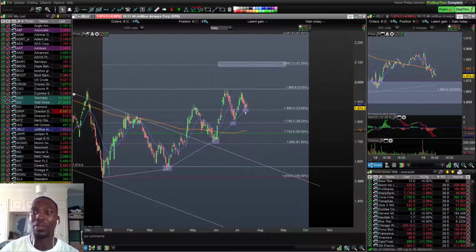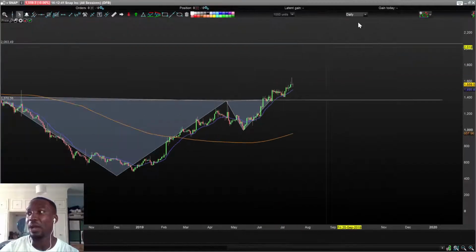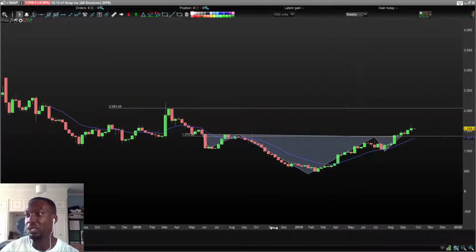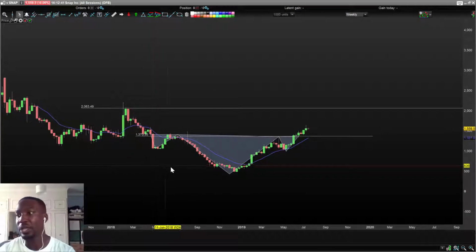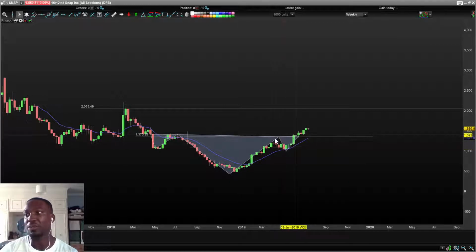And last but not least, I'm covering Snap. Now this one's going to be a bit different. Snap, I'm going to look at it from a weekly chart. I've actually plotted the lines already, but this is Snapchat, as we all know. Snapchat hasn't been doing well since IPO. It IPO'd at around, I don't know, something like $25. And it went all the way down to $5, but now it's come back up again.